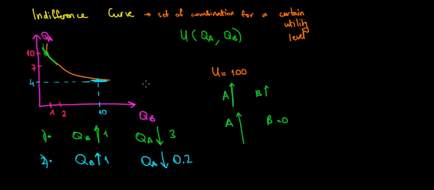I hope this makes sense. This is what an indifference curve looks like. This is the most common indifference curve for most goods where we would like to have a combination of both goods. I'll leave it like that for now. In the next video, I'll give some examples of specific indifference curves.